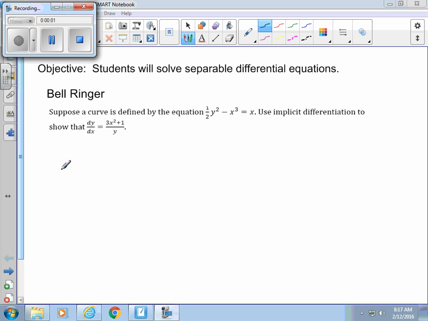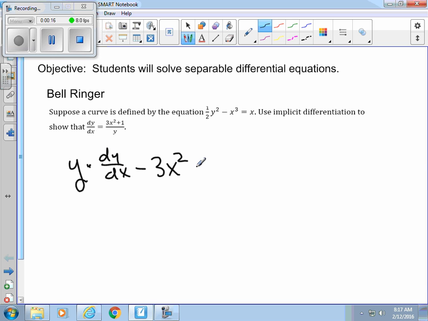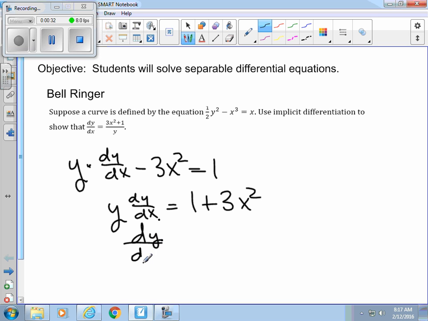Is implicit differentiation. It's been a while. What do we do first? Okay, and so I get y to the first times dy dx minus 3x squared equals 1. Everyone agree? Add the 3x squared over. This one was a relatively easy implicit differentiation because you didn't have a chain rule or a product rule.